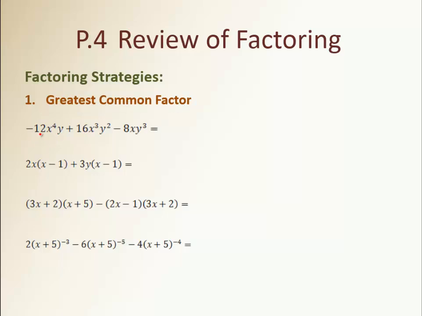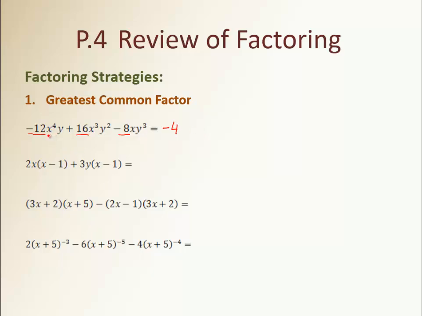So for example, we have a first expression. It's a polynomial with 3 terms. In order to find the greatest common factor, we look at the numerical coefficients first. You can notice that the greatest common factor here is 4. We also notice a minus in front of the polynomial. It's a good idea to take this minus out as part of your greatest common factor because we would like to leave the remaining polynomial starting with a positive term.